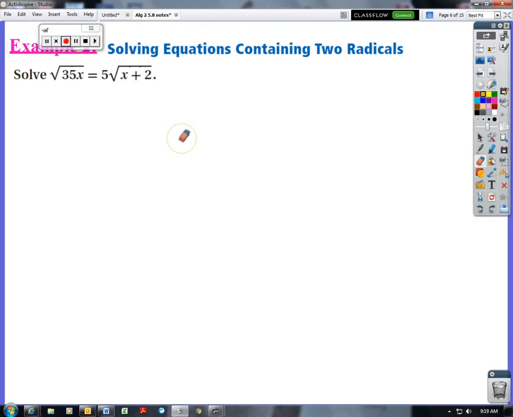We've just got a radical equal to a radical. And we do have a 5 sitting there. There's nowhere else for this 5 to go. You could divide both sides by 5, but then you'd have a fraction over there. You'd still have a coefficient out there. So you just leave it, and then you're going to square both sides.